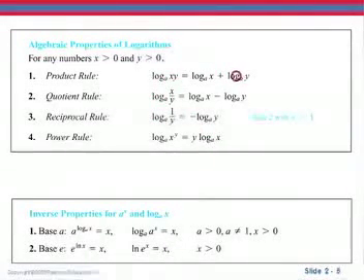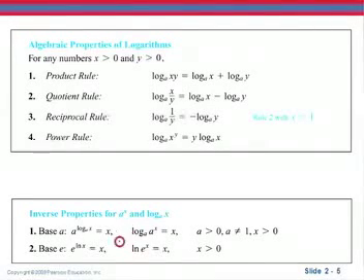The product rule says the log of a product is the sum of the logs. The quotient rule says the log of a quotient is the difference of the logs. The reciprocal rule says the log of 1 over a is the opposite of the log of a. And the power rule says the log of x to the y power is y times the log of x.